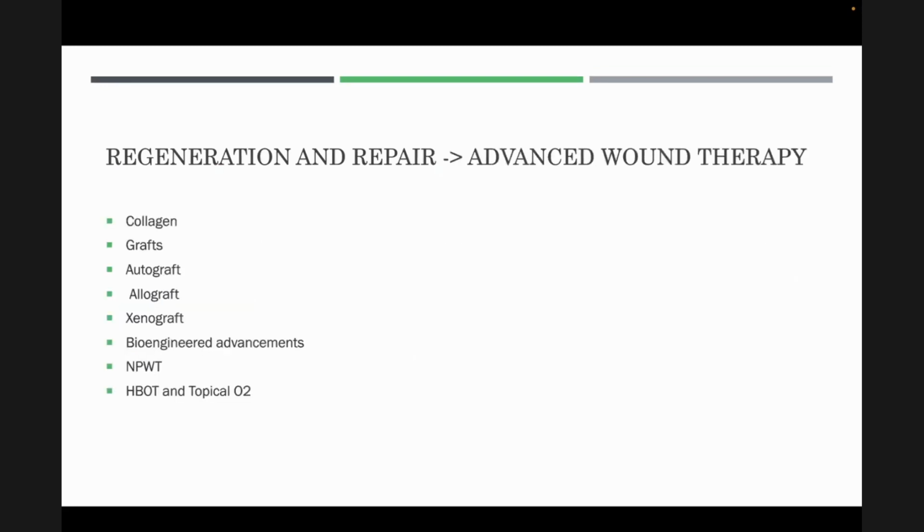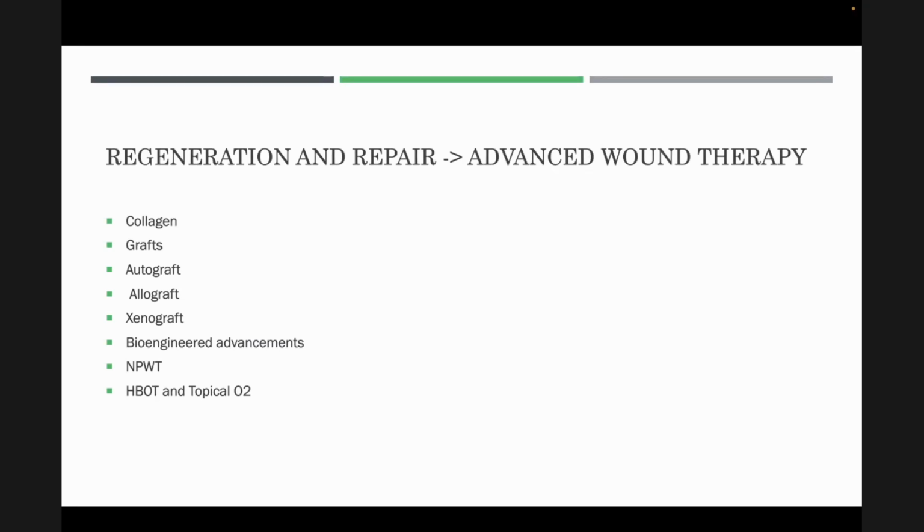You want to use these other techniques. So you can use collagen, you can use grafts, you can use an autograft. What's an autograft? From yourself. Exactly. So this is harvested from you, and you have two options. You can use a split thickness skin graft, and then you can use a full thickness skin graft.